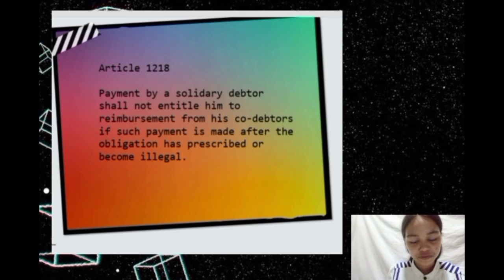So, let's proceed to illegality. Illegality: the payment by a solidary debtor shall not entitle him to reimbursement from his co-debtors if such payment is made after the obligation has become illegal.